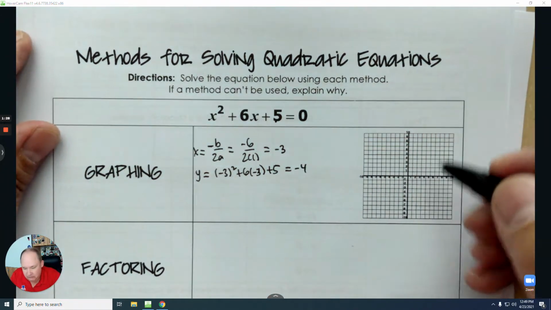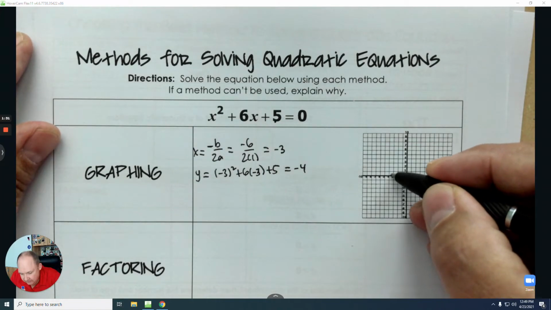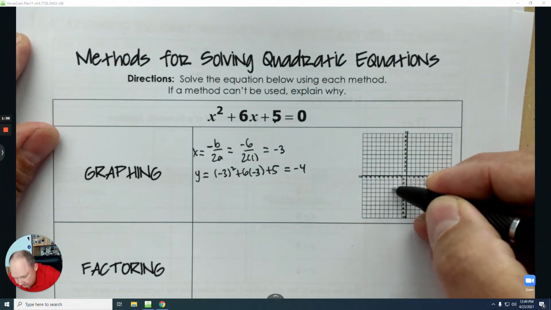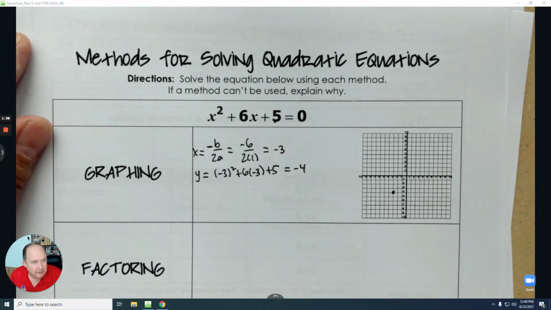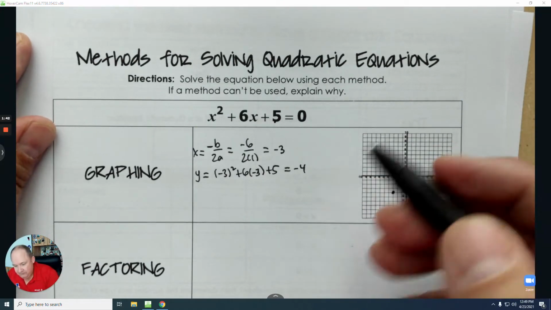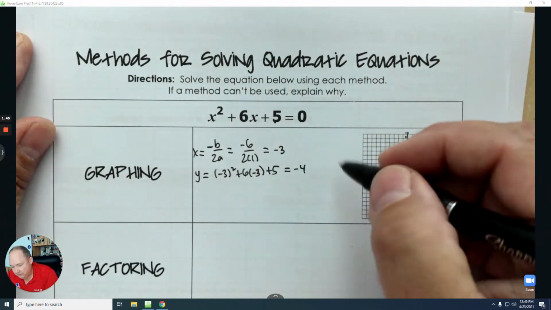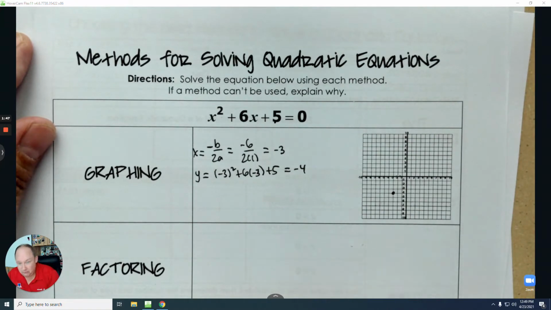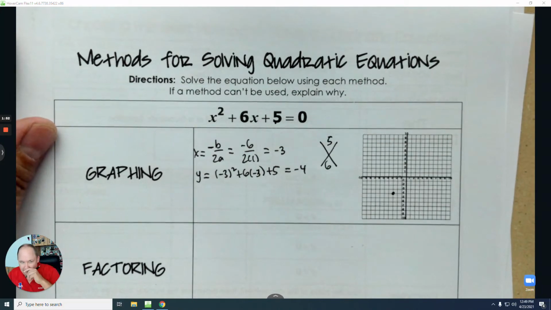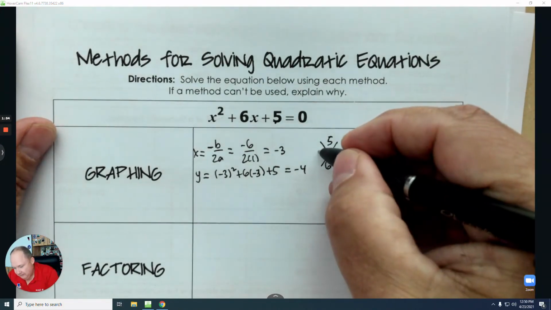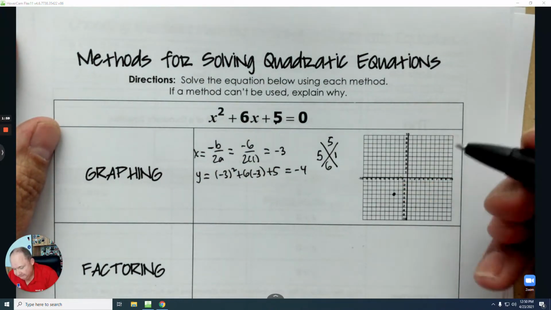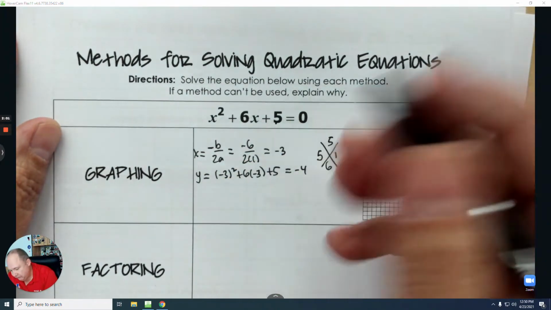So we have a point here at negative 3, negative 4. And then it folds up from there. To find the intercepts, we would factor it, which we're going to do down here anyway, so might as well do it now. And so we need to know two numbers that multiply to 5 and add to 6. So the two numbers that multiply to 5 and add to 6 are 5 and 1. Those are your factors.